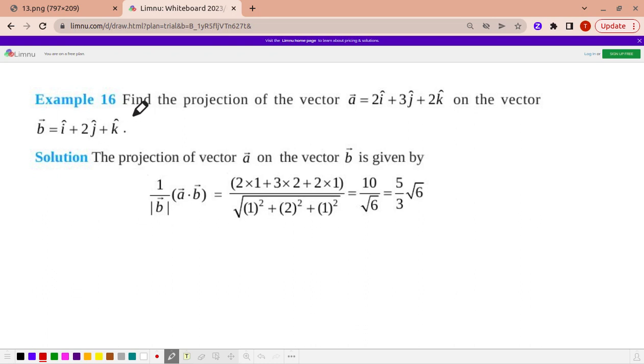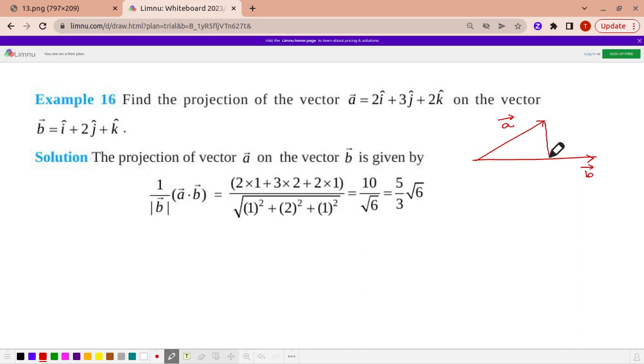Okay, so if you recall the projection formula, so that means we have a vector B here. I can give you a symbolic representation. Suppose this is the vector B, okay, and there is a vector A here. Suppose this is the vector A. Just a minute, let me draw the vector properly. Suppose this is the vector A. Okay, so we need to find the projection of the vector A on the vector B. So that means projection of A on the vector B.